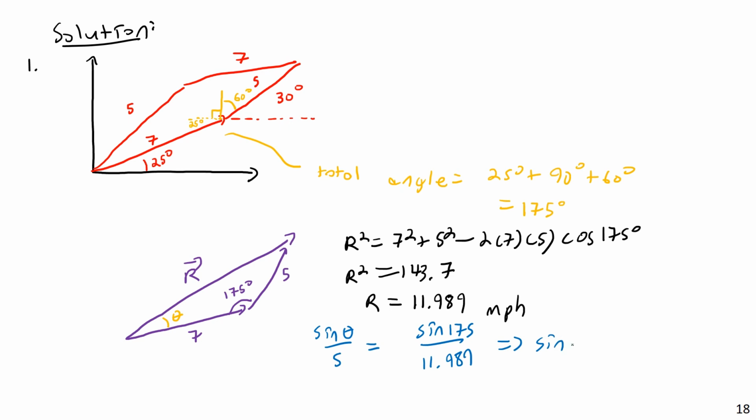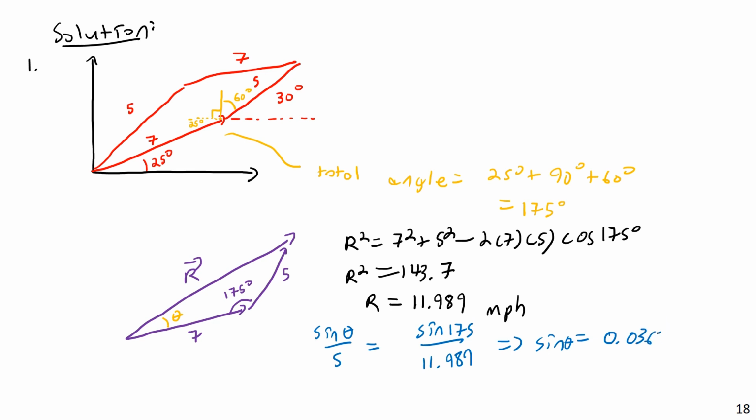So that means the sine of theta, if I do 5 times, I'm going to throw in my calculator, 5 times the sine of 175 divided by 11.989, and that's a very small value, so we're going to get a very small angle here. And this is 0.0363, and that's sine of theta, not just sine. 0.0363 is what I got.